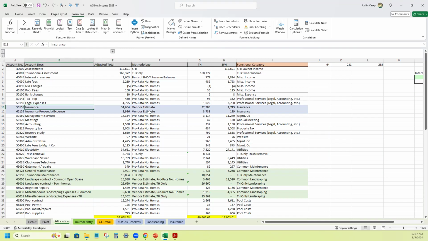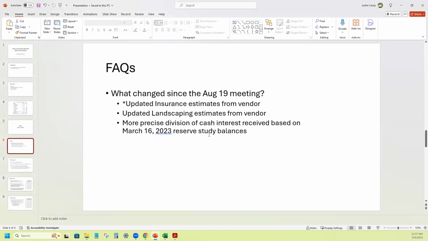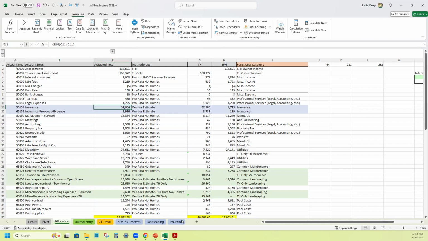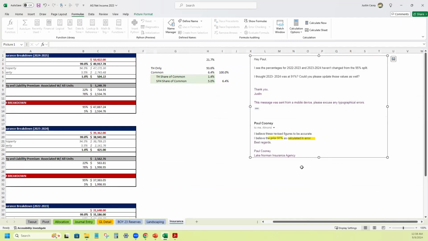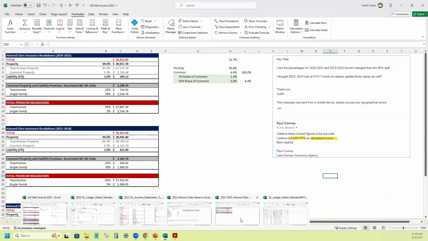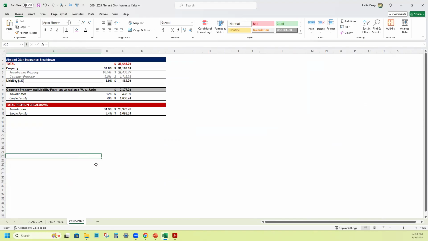Insurance here is basically another big change that happened. If you take a look at what changed since the August 19th meeting, the biggest change was that we got an updated estimate from our insurance vendor. Here we see that the insurance vendor didn't calculate the 91% that we were going off of. He says, I believe the 91% was calculated in error. So he gave us some revised estimates, in a good format. We pushed for a better format than a wall of text email.